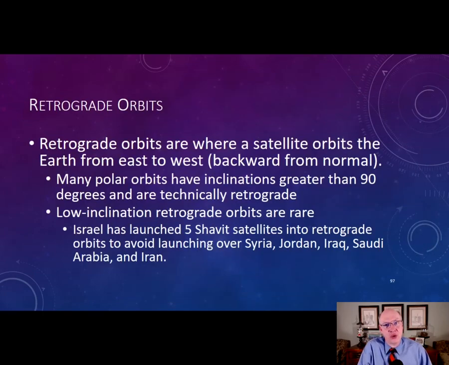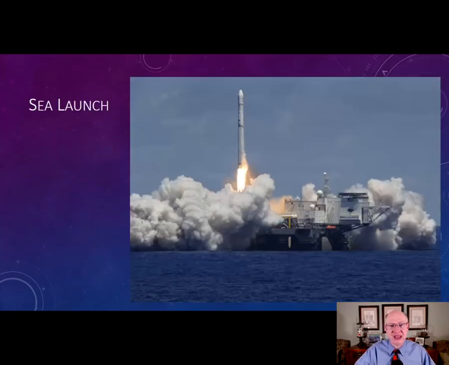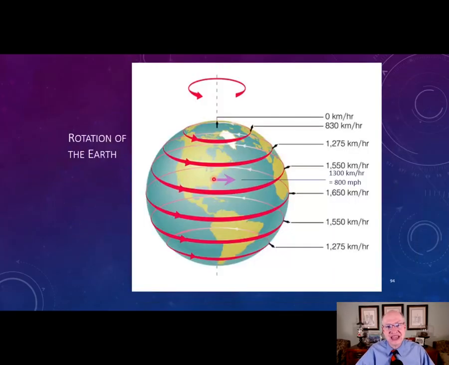So what about retrograde orbits? If it is always to your advantage to launch to the east, is there ever any advantage to launching to the west? The answer to that is generally no. Retrograde orbits are backwards orbits. They are where you launch from the east towards the west. Now, there is a huge penalty for doing this because remember, if you launch to the east, you get a free 800 miles an hour.